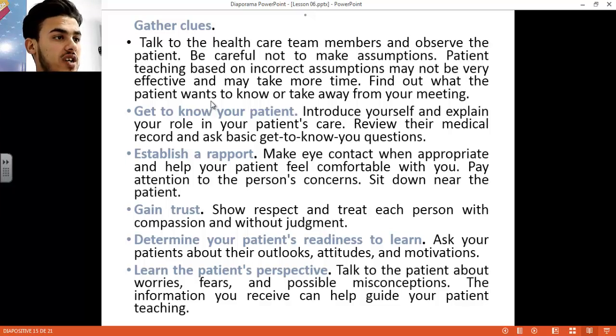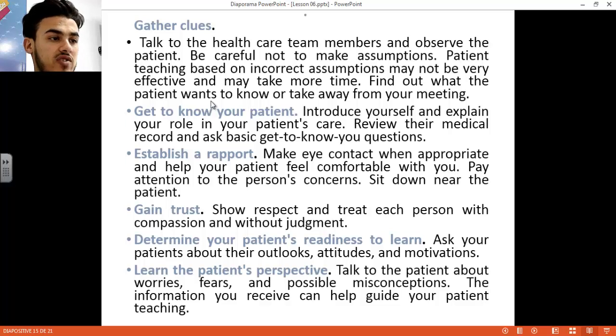The second element is get to know your patient. So, you have to introduce yourself and explain your role in your patient's care. Review their medical record and ask basic get-to-know-you questions. The third element is establishing a rapport. Make eye contact when appropriate and help your patient feel comfortable with you. Pay attention to the person concerned. Sit down near the patient.